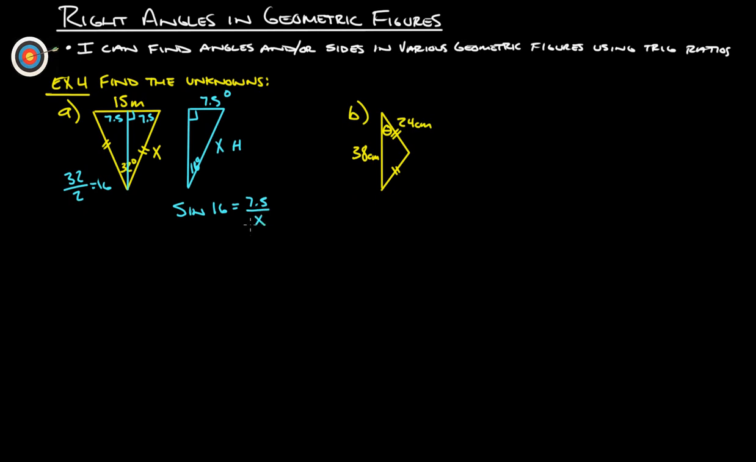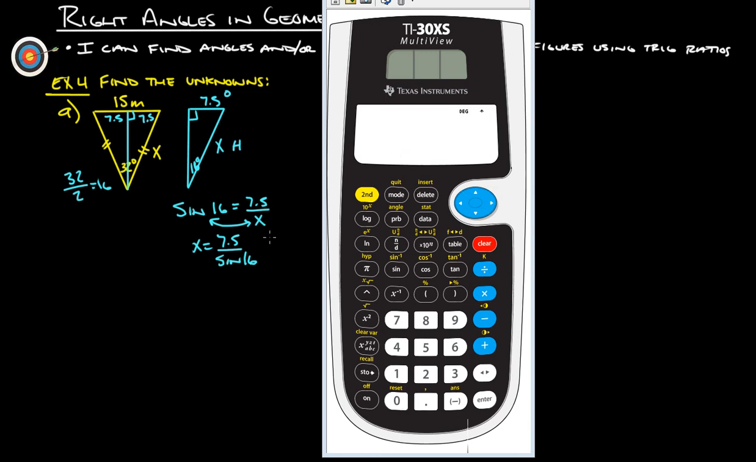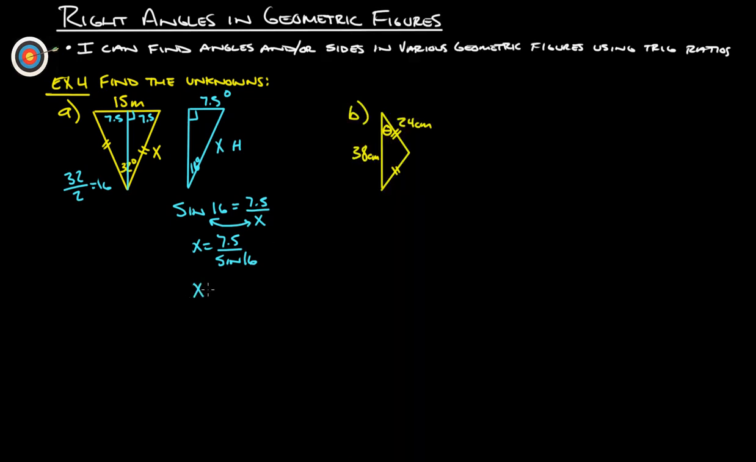Okay, so remember, if the variable is in the denominator, it's going to switch what's on the left with what's on the other side with the variable here. So we're going to get x equals 7.5 over sine of 16. Okay, so we use our calculator to compute this. So we'll do 7.5 divided by sine of 16. And that gives us 27.2. So that length there is 27.2 meters.